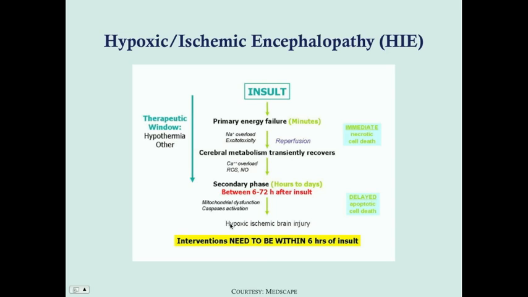have ischemia. So the interventions need to be within 6 hours of the insult, otherwise you're going to have apoptosis no matter how you treat the baby. So you need to be treating the baby within 6 hours of insult. So it's very important to consider HIE anytime you have a baby who is premature.